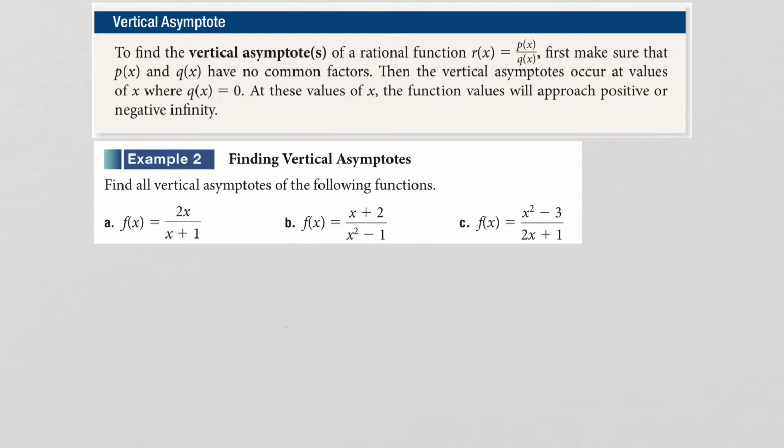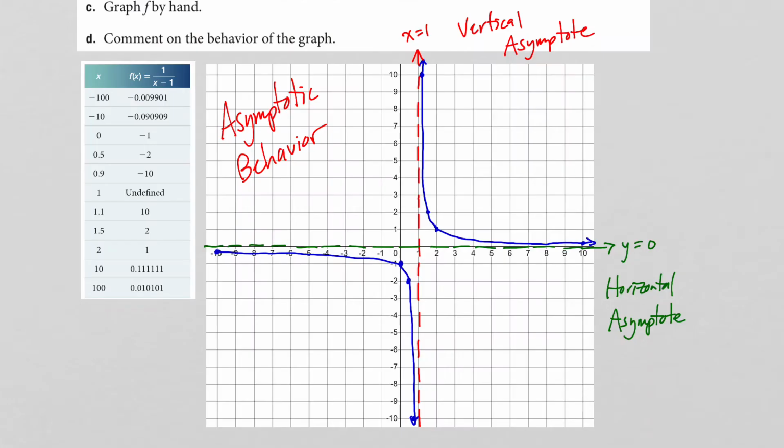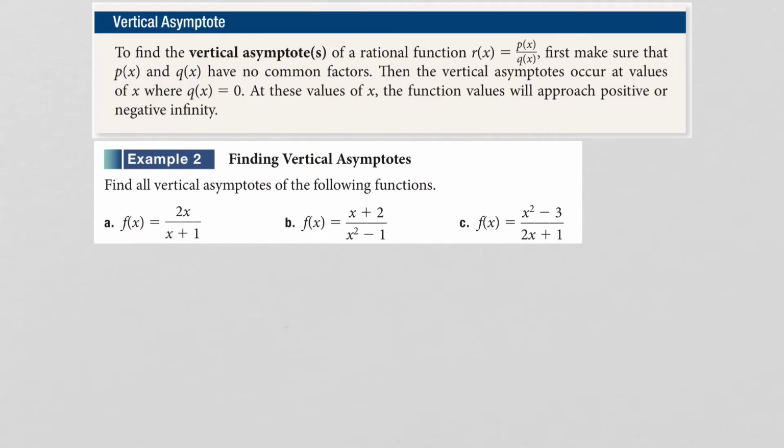And at these values of x, the function will approach positive or negative infinity. So I talked about this on the previous page, right? So we have a vertical asymptote here at x equals 1. And as you approach x equals 1 from either the right side or from the left side, you can see that the function is either going to negative infinity or going to positive infinity. So that is what they mean when they talk about vertical asymptotes here, and the fact that they approach positive or negative infinity.